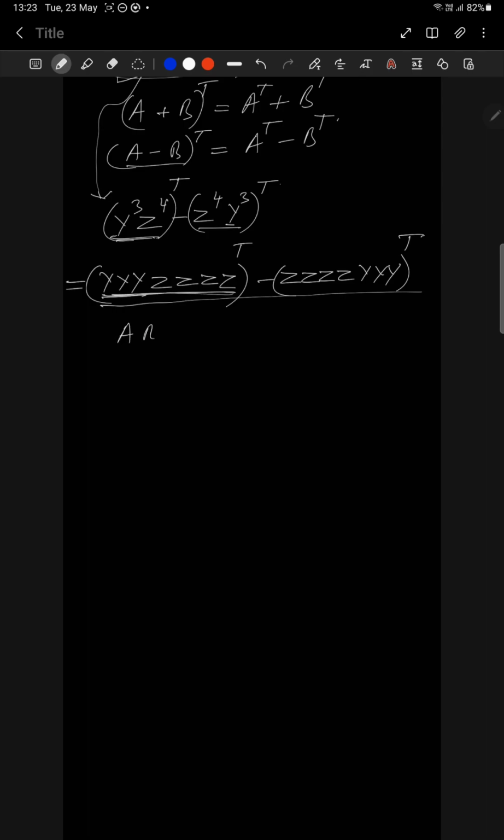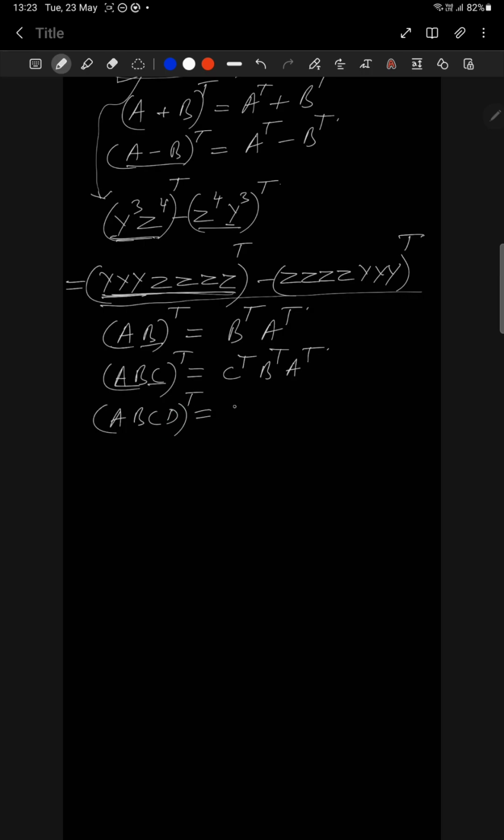Now when we come across this type of matrix, if AB transpose is written, then the order of the multiplication changes and it is written as B transpose A transpose. Similarly, if there are three matrices, ABC transpose, the order will change to C transpose, B transpose and A transpose. And if it is ABCD transpose, it will be written as D transpose, C transpose, B transpose and then A transpose. I hope all these things are clear to all of you.